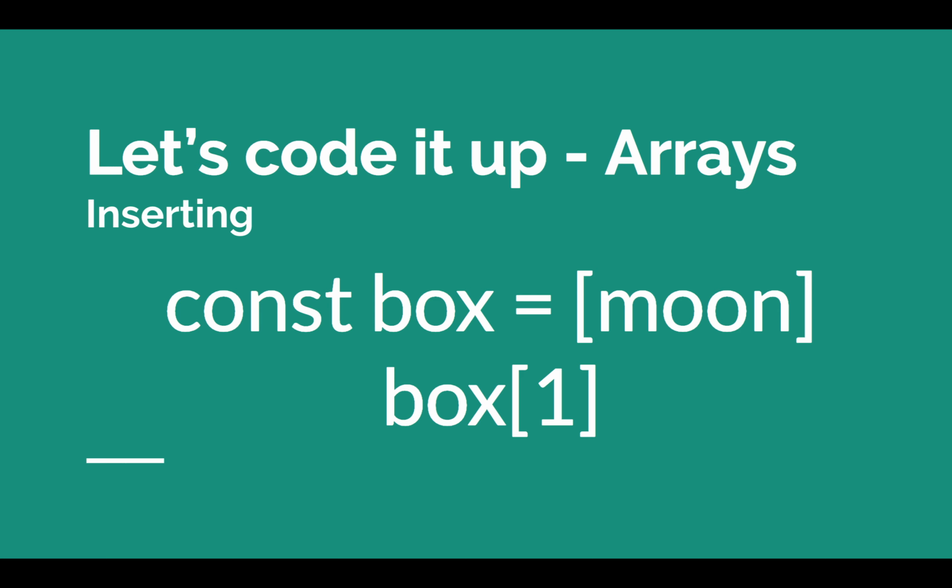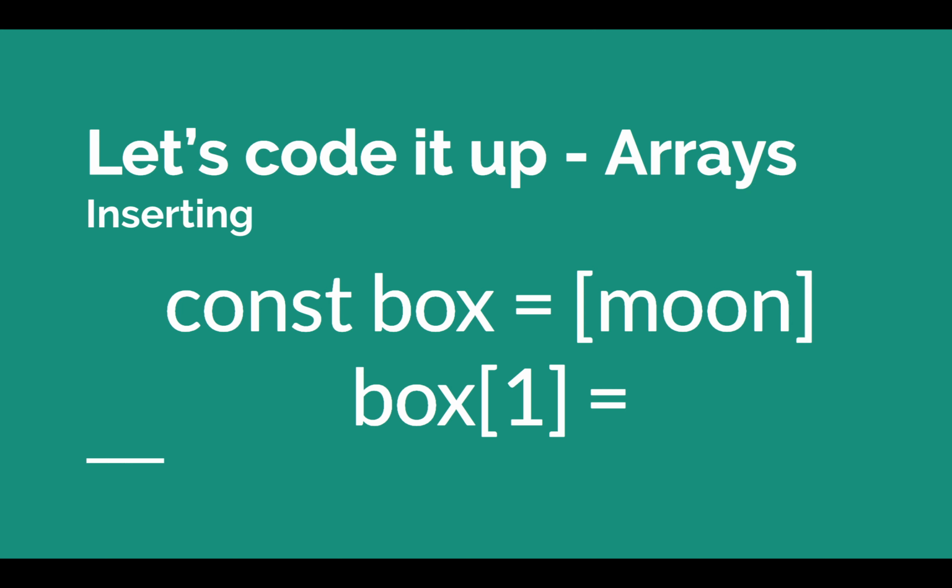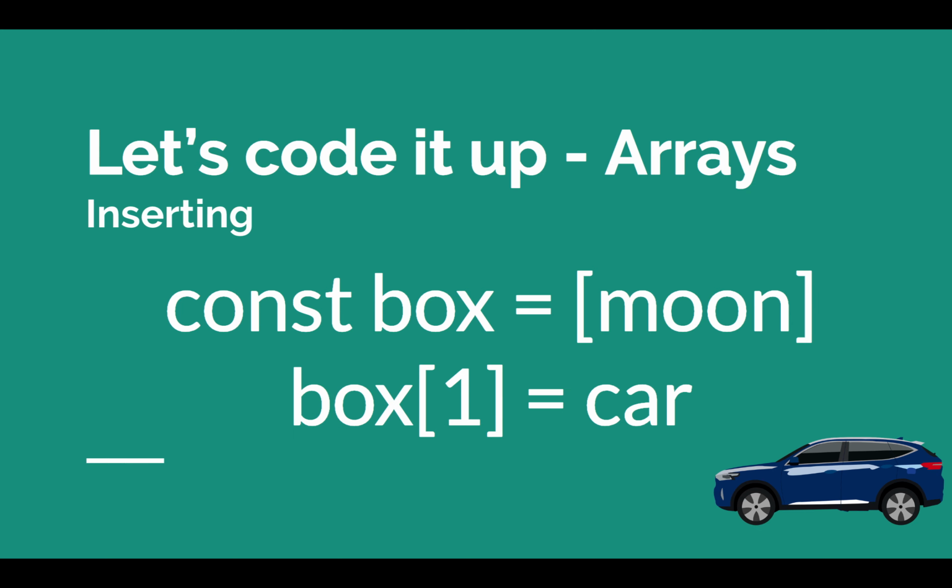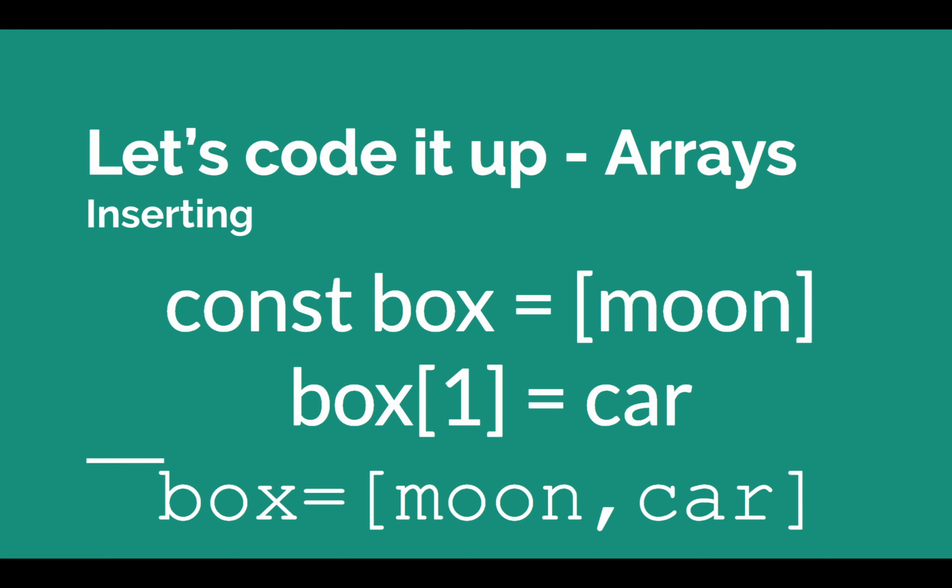Let's insert something else. This time we want to insert into the second index, the second element. So box 1 is equal to car. And so this is what you'll have at the end: moon, comma, car. If you were to look at what an array looks like inside of the code, you have all of these elements separated by commas.